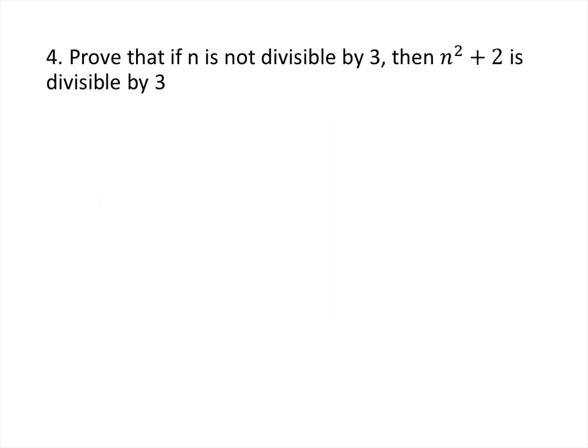So another if-then statement here, we have proof that if n is not divisible by 3, then n squared plus 2 is divisible by 3. So here our hypothesis is to say let n be an integer that is not divisible by 3. Now we know what it would mean for n to be divisible by 3. That would mean n would be 3q for some integer q.